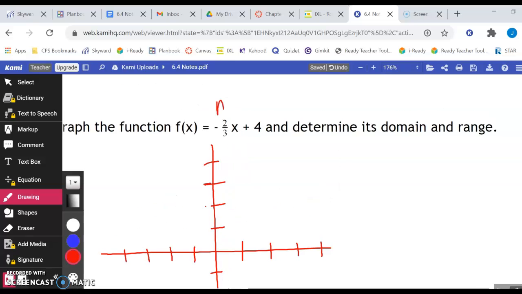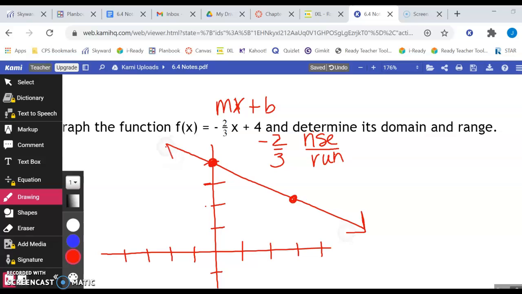So remember, it was mx plus b. B is our y-intercept, so our y-intercept here is +4. So on the y-axis, I'm going to put a dot at +4. And our slope is -2/3. If you think about that, remember slope is rise over run. So I'm going to rise -2, which means I'm going to go down 2 because negative goes down. And then I'm going to run 3, and 3 is positive. So I have to go down 2 and 3 to the right. So right about there. And then we can graph our line.